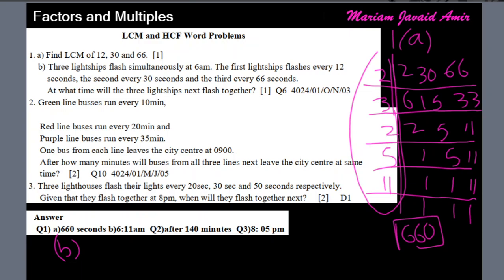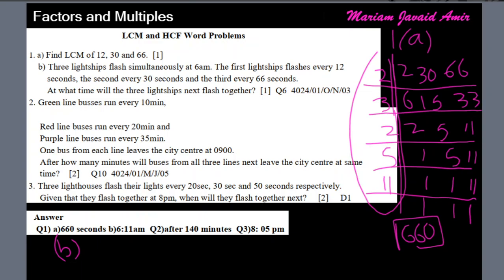So this is either an LCM question or an HCF question. How do you distinguish between the two? Should the next answer be bigger than these numbers or smaller than these numbers? Next time when these three light ships will flash simultaneously, it will be a bigger number than 66. So it's a question of multiple, lowest common multiple, and not a question of factor, because a common factor of these three numbers would actually be a smaller number. So this tells us that this question is related to the lowest common multiple.